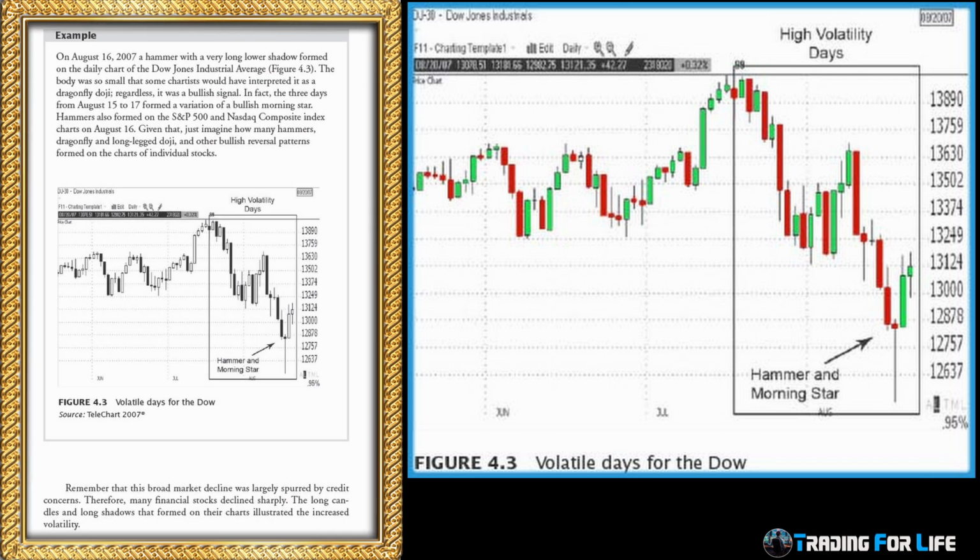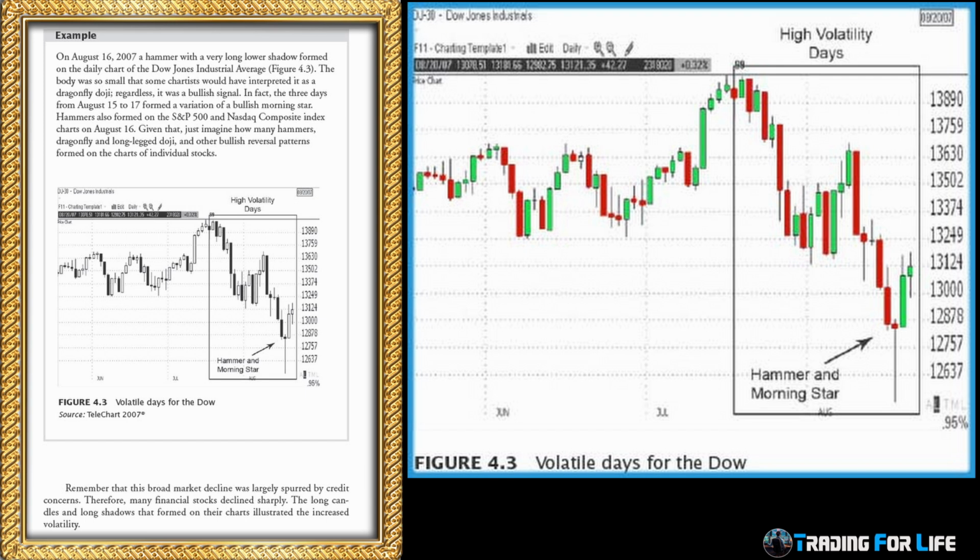Example: on August 16, 2007, a hammer with a very long lower shadow formed on the daily chart of the Dow Jones Industrial Average, Figure 4.3. The body was so small that some chartists would have interpreted it as a dragonfly doji. Regardless, it was a bullish signal. And, in fact, the 3 days from August 15 to 17 formed a variation of a bullish morning star. Hammers also formed on the S&P 500 and Nasdaq Composite Index charts on August 16.